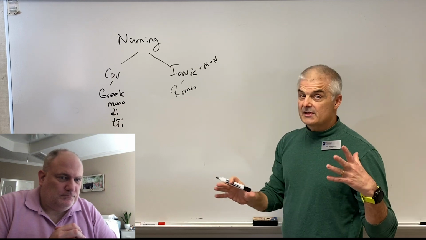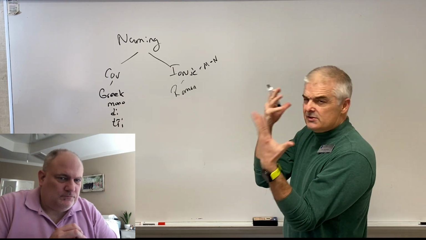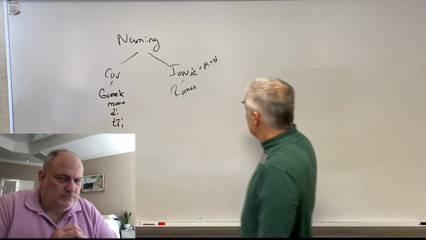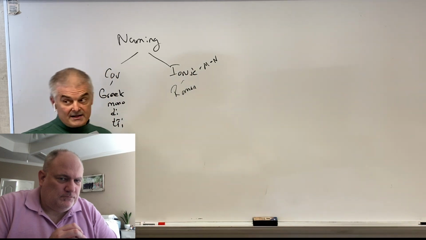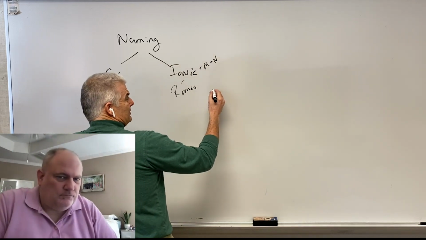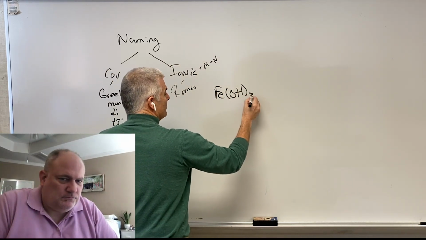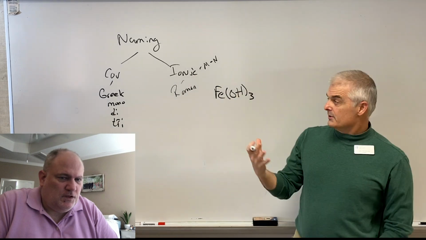So let's just do a few examples, and it'll help you recall, because you've done this before, but you're probably a little rusty on this. So, Mr. Dmitrievich, I'm just going to do some random ones, and we're going to try and figure out what type of naming system to use. So, the first one we want to do is Fe(OH)3.